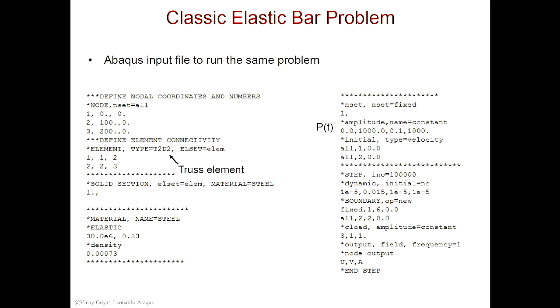Now I start with the dynamic procedure, where you see all these stars. Step dynamic initial equals none, so it's basically taking no accelerations. I start with a time increment of 1e minus 5, and I'm going to go for 0.015 seconds. And I'm just letting it stay at 1e minus 5. I don't want it to change, because otherwise, I want to compare apples to apples.